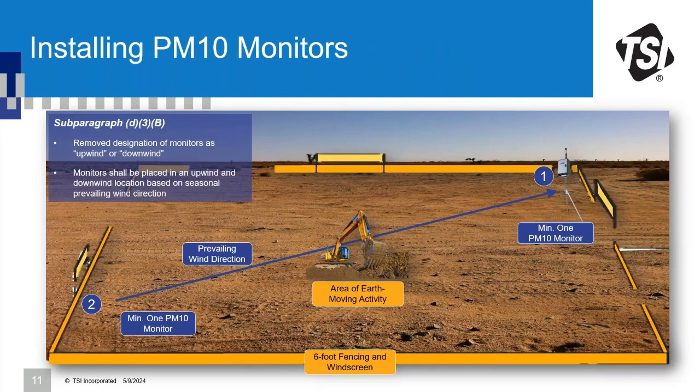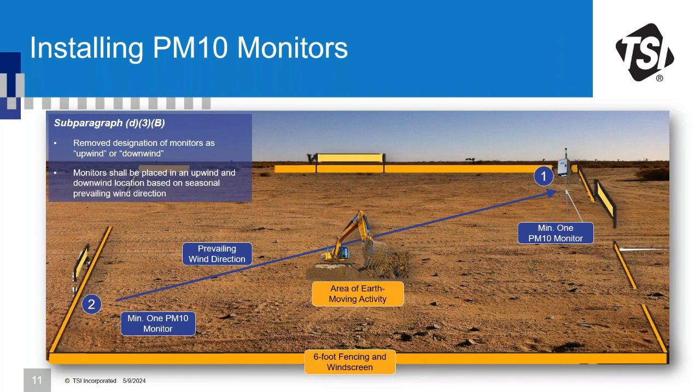So here's a little graphic regarding your installing of your PM10 monitors. You've got the earth moving activity here at the center. You've got your fencing all along the site. And then from there, you're installing 1 PM monitor upwind and 1 downwind. And the monitors shall be placed based on the prevailing wind direction. That's important to know what the prevailing wind is.